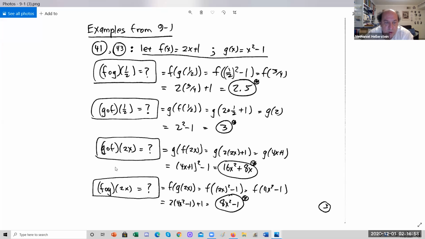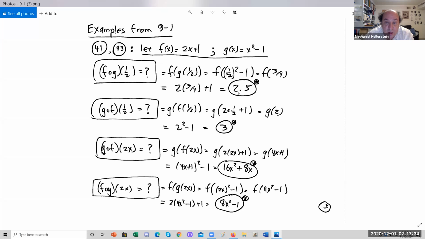All right, so for these few, you're going to have f of x is 2x plus 1, g of x is x squared minus 1. Now here I'm going to do something the book didn't actually ask for. That's find f of g at a half and g of f at a half. I think they only asked for this one, but I'm asking for both. Here's g of f at 2x, here's f of g at 2x. All right, f of g of a half. G of a half is a half squared minus 1, which is 3/4. F at 3/4 is twice 3/4 plus 1 is 2.5.